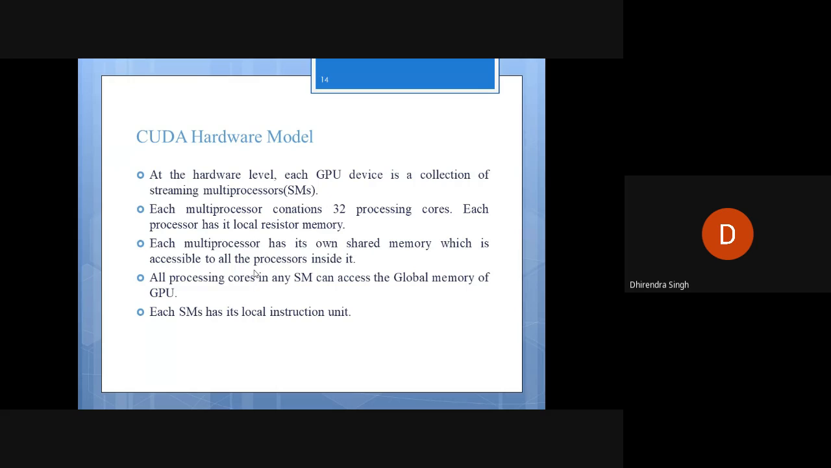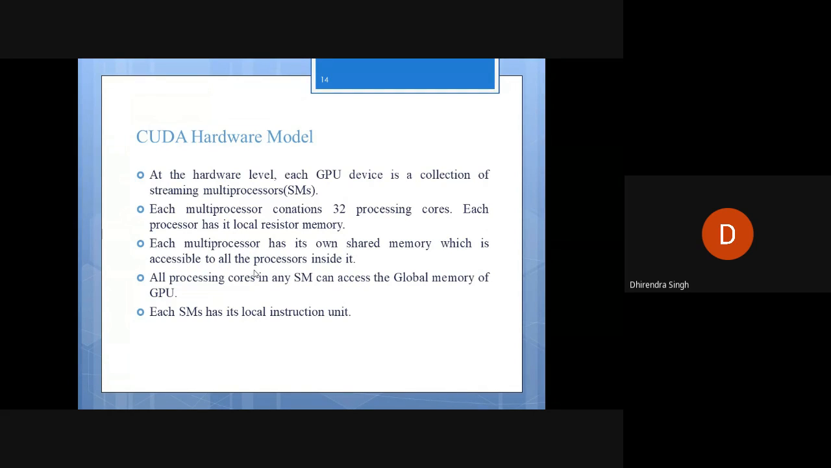Each multiprocessor has its own shared memory, which is accessible to all the processors inside it. Sometimes, if we know this set of threads is going to work on data items 1 to 10, for example, we have created 100 threads. Out of those 100 threads, the first 50 threads are going to work on data items 1 to 10. Every time they have to work on data items 1 to 10.